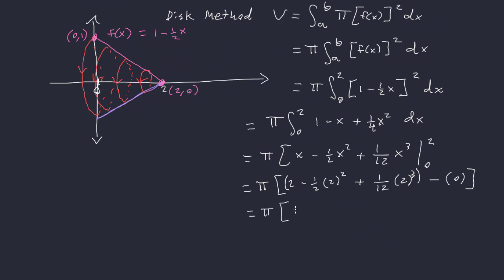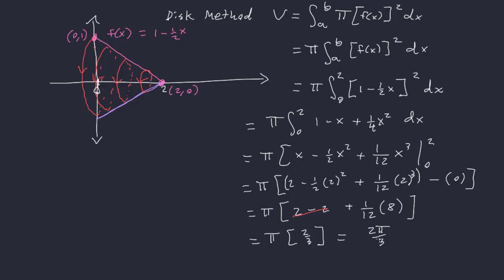Okay, so we're going to get 2 minus, this is 1/2 times 4, so that'll be 2. Hey, that's nice, so that cancels. Then we'll get plus 1/12 times 8. So we can take 4's out of that to get pi times, so when we take 4's out, we should get 2/3. All right, so we get 2 pi over 3.